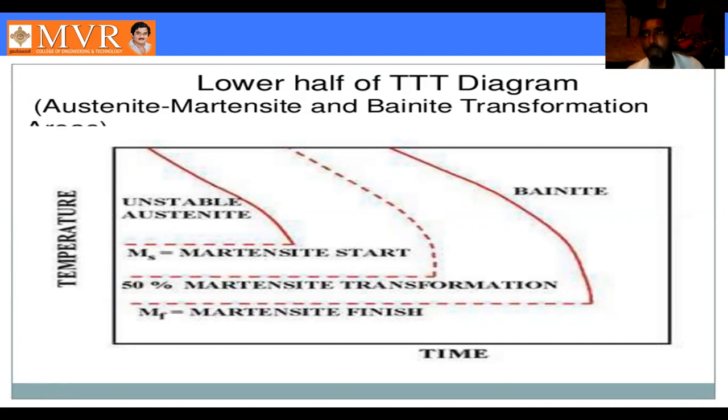This diagram is the upper half. In the upper half we can observe austenite changes to pearlite, but in the lower half we can observe austenite changes to bainite and martensite. So it is the bainite one. From bainite onwards it changes to complete martensite finish. So that is the diagram.